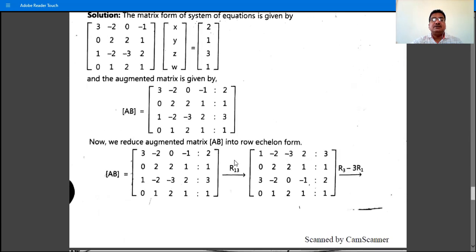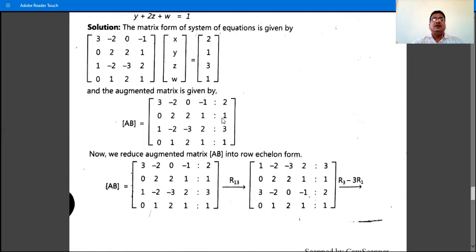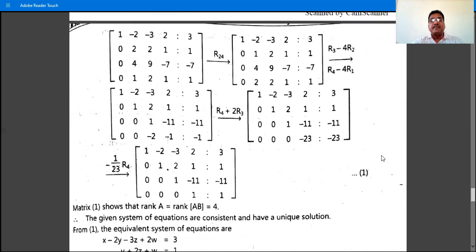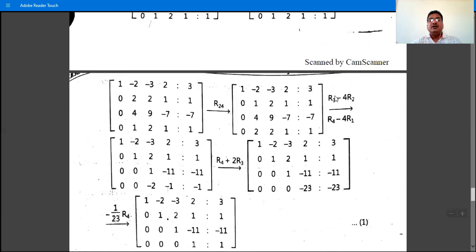Why is the system consistent? Because for the system, the rank of the coefficient matrix A and the rank of the augmented matrix AB are the same, and therefore the given system is consistent. Rank of A and rank of AB is 4, and in the given system there are 4 unknowns, x, y, z and w, so rank of A is equal to rank of AB is equal to the number of variables for this system, and therefore the system has a unique solution.